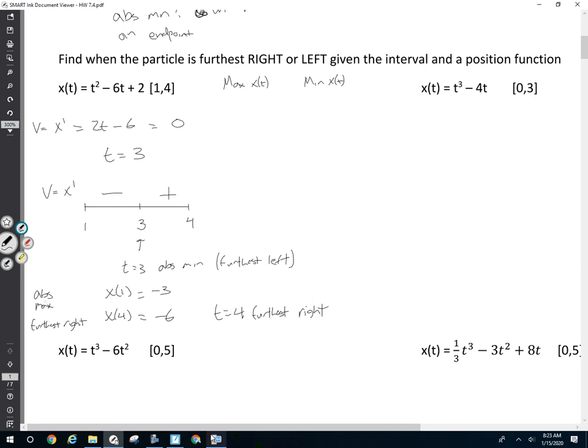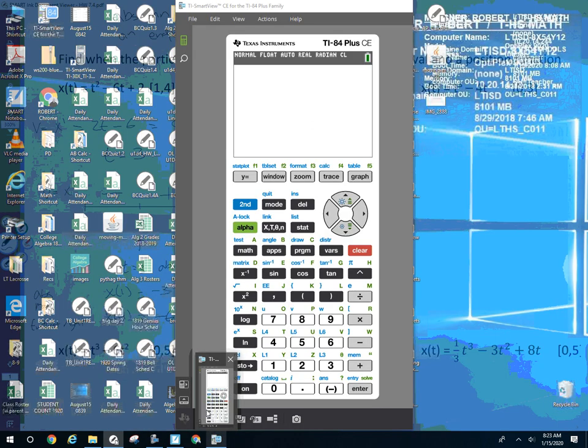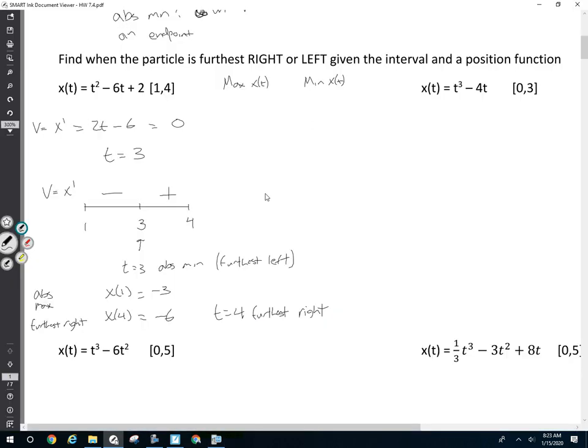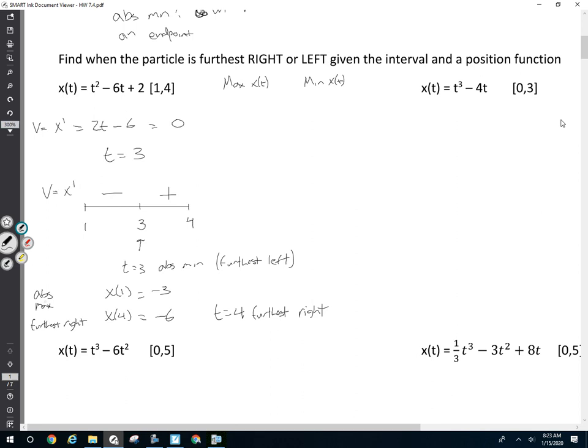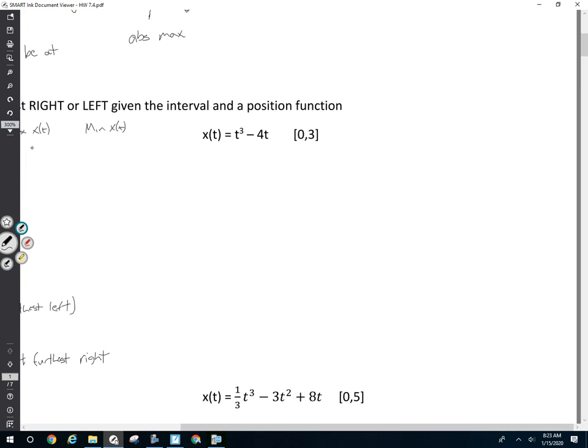I'm going to use my calculator just to double check some of these values. 1 minus 6 plus 2. 16 minus 24 plus 2. Okay, great. All right, furthest right, furthest left. I'll find my velocity or see when my position will change from increasing to decreasing. We got 3t squared minus 4. Great.